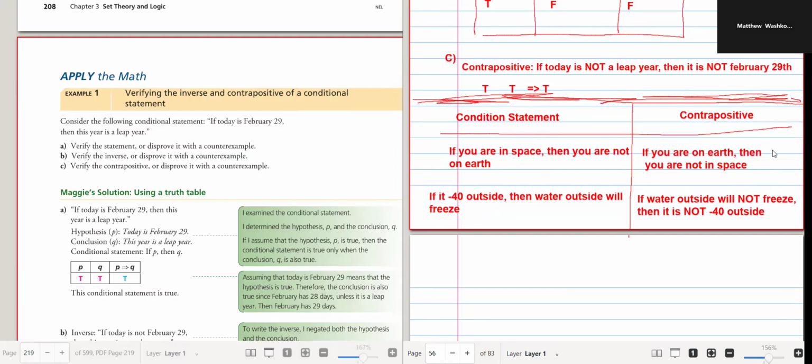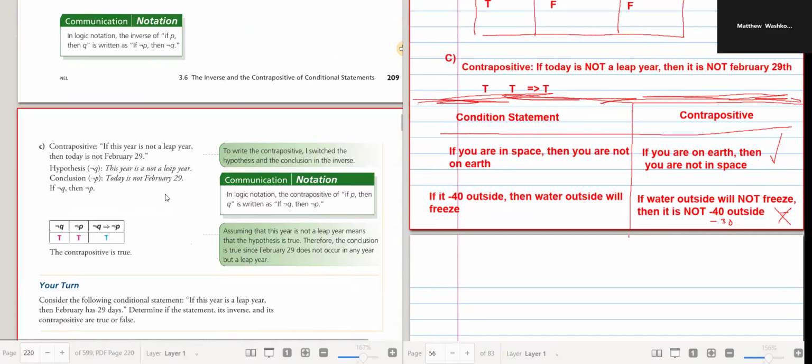And for something like this, hey, this one seems true, right? If you are on Earth, then you're not in space. That's correct. However, if water outside will not freeze, then it is not minus 40 outside. This one's kind of weird. It depends, because what if it's like, well, it's minus 30, so it will freeze. So this one here is false. Again, you have one example to disprove it. Okay.